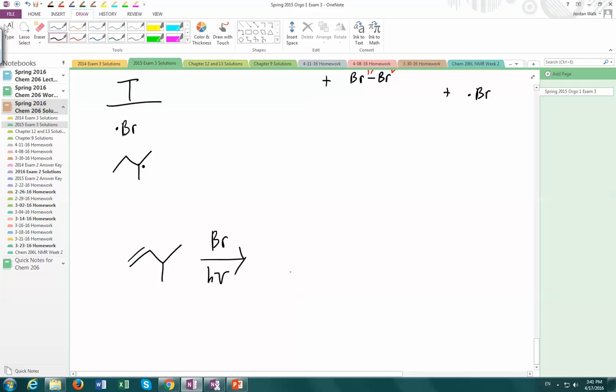Isn't it NBS? Yeah, but what would happen in this case? What you're going to end up with in this case is going to be an electrophilic addition reaction. So you're going to end up with this plus enantiomer. And so that's no good, right? Because we're not doing a radical reaction. That's just an electrophilic addition reaction with Br2 that we did last chapter.